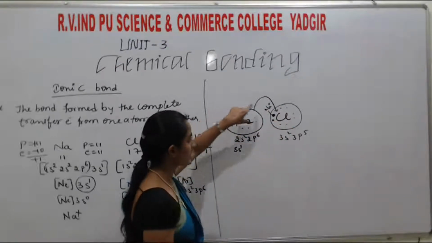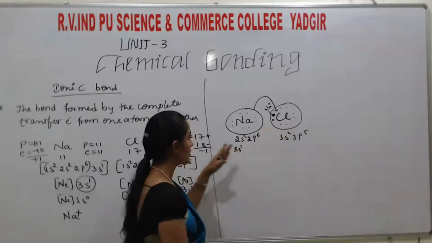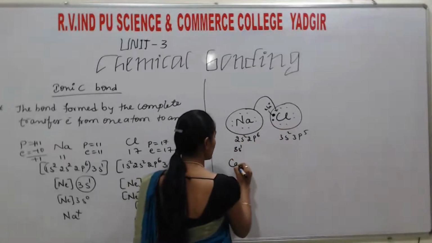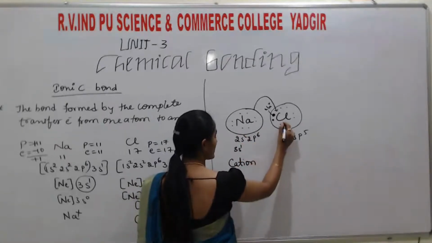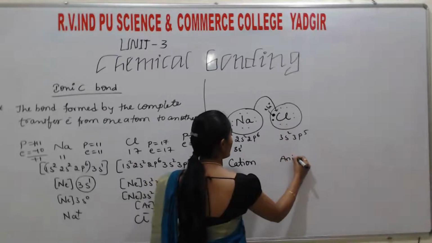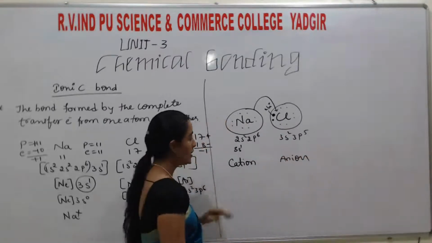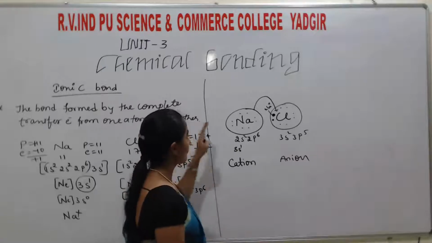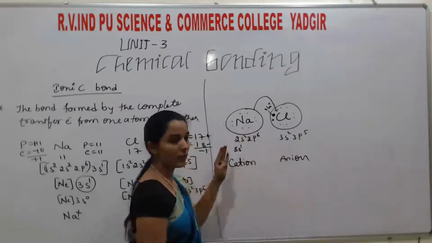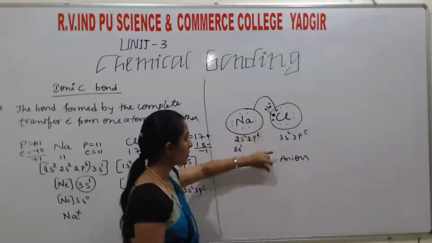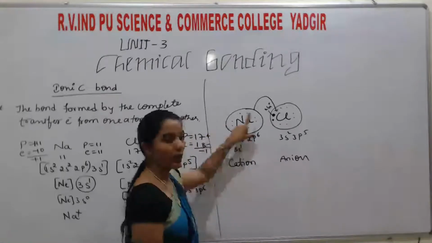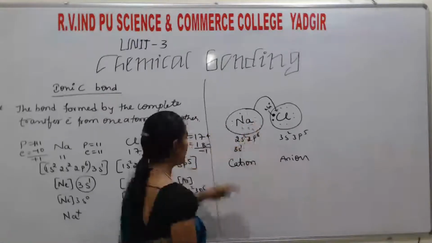Here loss of electron takes place. Here gain of electron takes place. So which one is the plus charge? That is called a cation. The species with the minus charge is called an anion. Okay. So in ionic bond they form cations and anions. And both cations and anions combine to form an ionic bond.